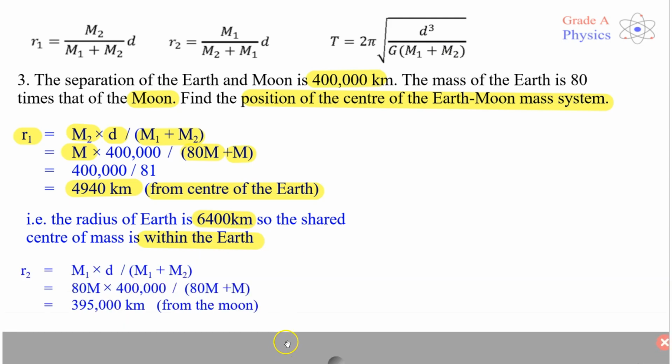Yeah, so we could do this the other way around if we want to. So we could find out R2, so that's the distance from the Moon. Now that M1 is going to be the mass of the Earth, so that's 80M. We're still divided by 81M, so the M's cancel, and that's going to be a larger value. So it would make sense that the center of mass is closer to the center of the Earth, which is the value we found over here, and it's going to be much further away from the Moon. So you don't need to do both of these. You could just do one or the other. That's fine, as long as you specify which is which, but they should agree, and it should make sense as well.